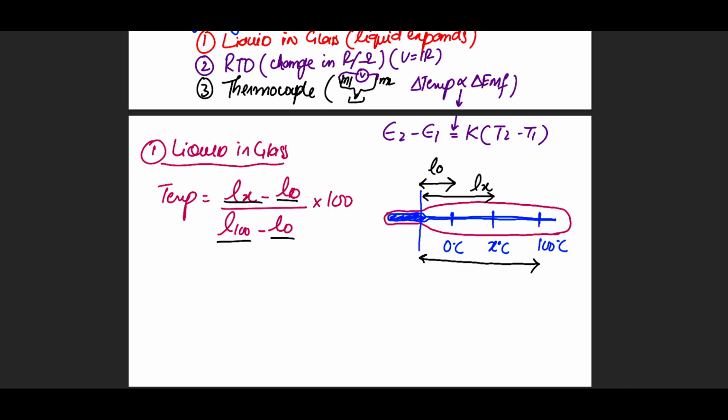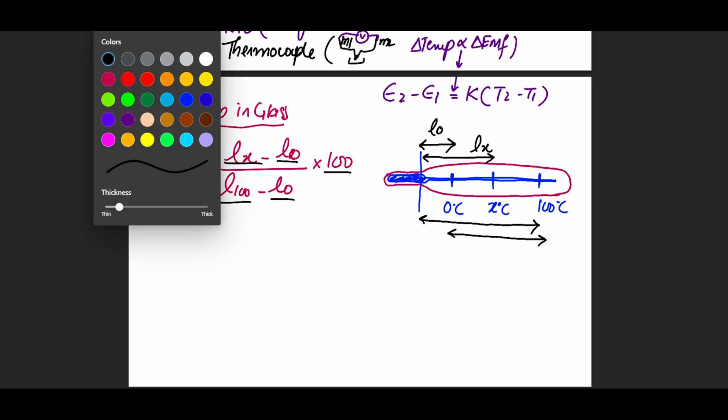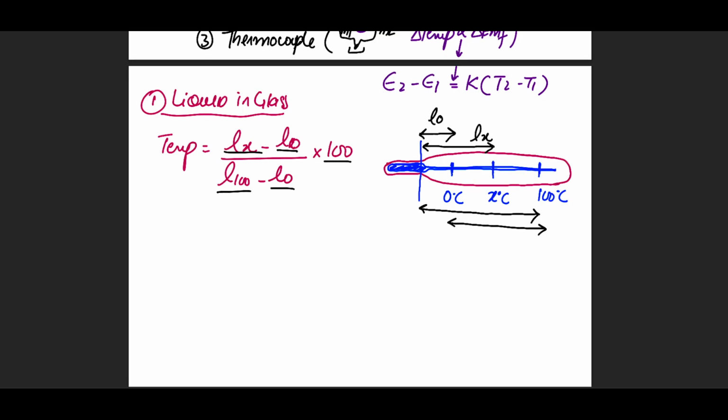So a ratio of length is multiplied by 100. And what is 100? The gap between the minimum and the maximum value that is represented on the thermometer. Now be advised, if for example, in a question, the maximum temperature is given as, let's say, 90 degrees, then over here you will replace this with 90. This 100 is coming because there are 100 divisions from 0 up to 100 degrees centigrade, right?